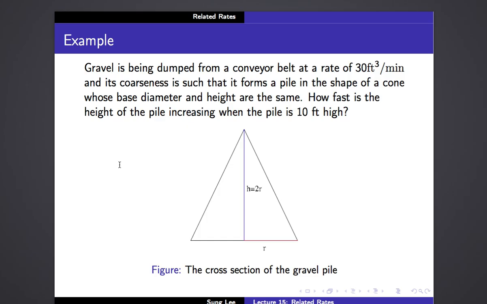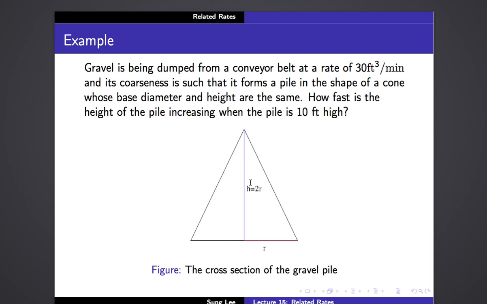Gravel is being pumped from a conveyor belt at a rate of 30 cubic feet per minute, and its coarseness is such that it forms a pile in the shape of a cone whose base diameter and height are the same. So the question is, how fast is the height of the pile increasing when the pile is 10 feet high? The following figure shows the cross section of the cone-shaped gravel pile.